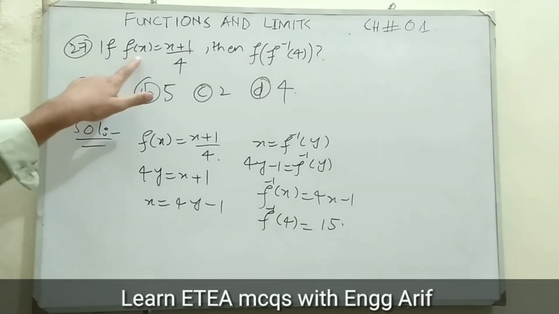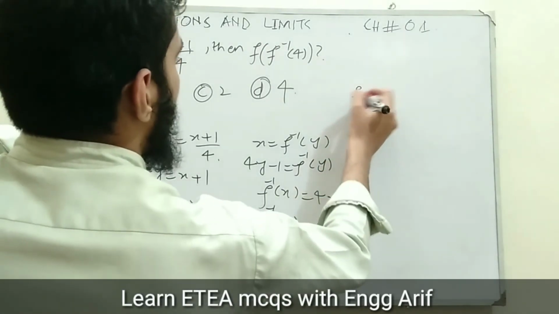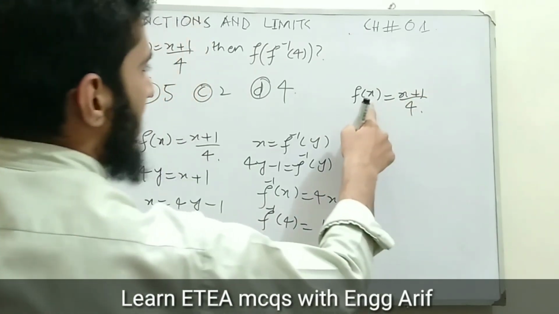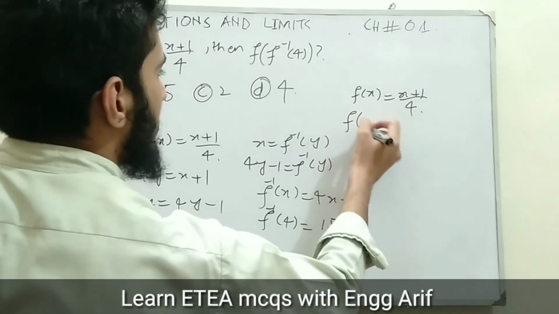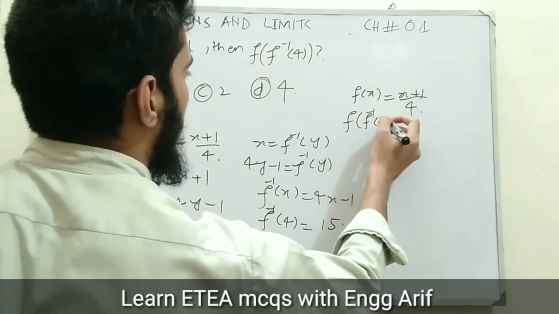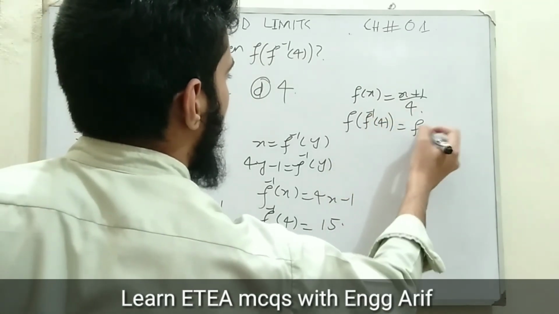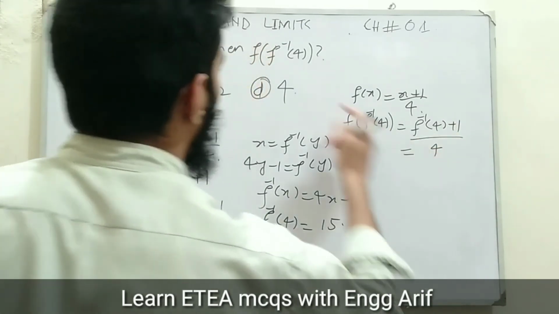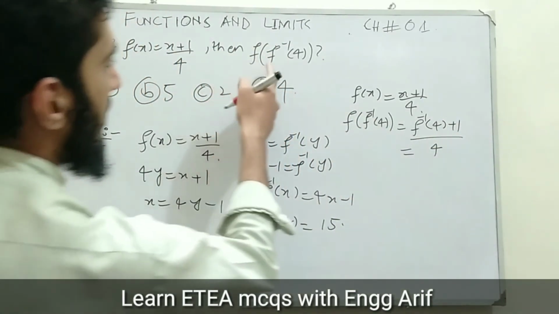Now we have a function given, f of x is equal to (x plus 1) divided by 4. Let's replace x with f inverse 4. It means that f of f inverse 4 is equal to (x replaced with f inverse 4, plus 1) whole divided by 4. So we will find easily f of f inverse 4.